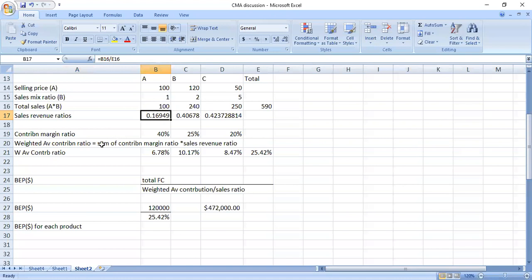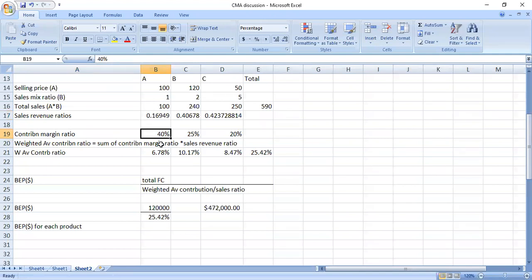So back to our formula, which is the weighted average contribution ratio. It is given by multiplying the contribution margin ratio with the sales revenue ratio, and you add for all the products. That's how we end up with the weighted average. So we have the sales revenue ratio, we have the margin ratio. You multiply the two, as the formula says.